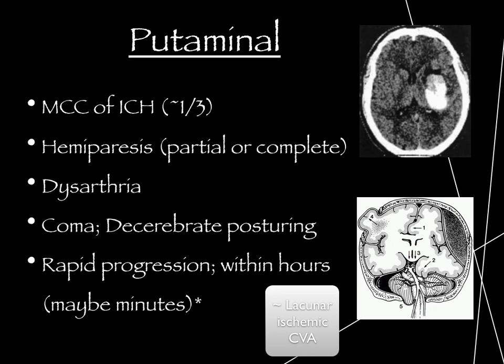This causes hemiparesis, and this can be partial or complete. It can cause dysarthria because of its effects on the corticobulbar tract. It can cause coma and decerebrate posturing, and this is because, as you can see over here, the pressure from this kind of mass lesion of blood can actually cause herniation, which is where you get these symptoms from. And these can have rapid progression within hours, and sometimes, if they're bad, within minutes.